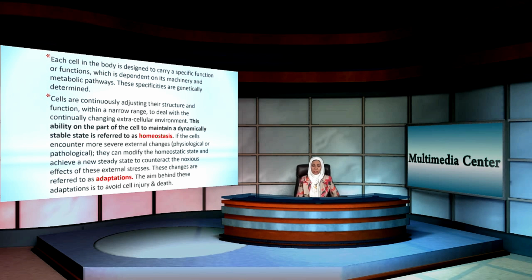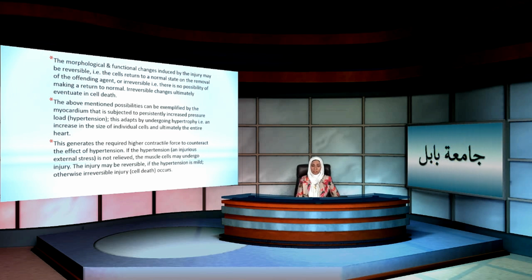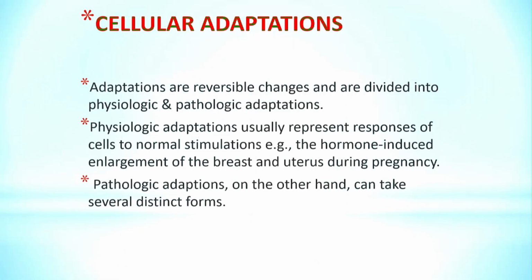If the cells encounter more severe external change, either physiological or pathological, they will undergo specific changes. These changes are referred to as adaptations. The morphological and functional changes induced by injury may be reversible and may be irreversible. So cellular adaptations are reversible changes and are divided into physiological and pathological adaptations.